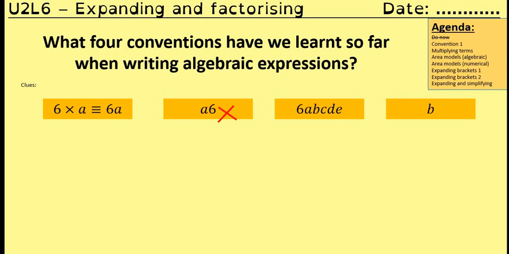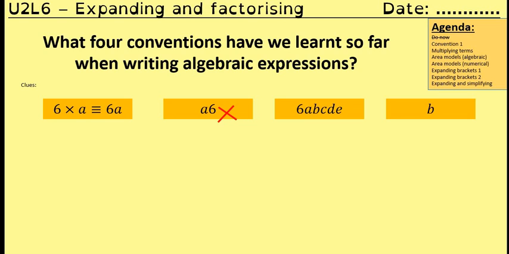Hi everyone, so this lesson is on expanding brackets, and before we get into it, I want you to try to remember the 4 conventions that we have learned so far when we write algebraic expressions, and I've given you 4 clues here. So pause the video and see if you can remember the 4 rules or conventions that we have learnt. Okay, so I'll go through them now. We'll see if you've got any of them.